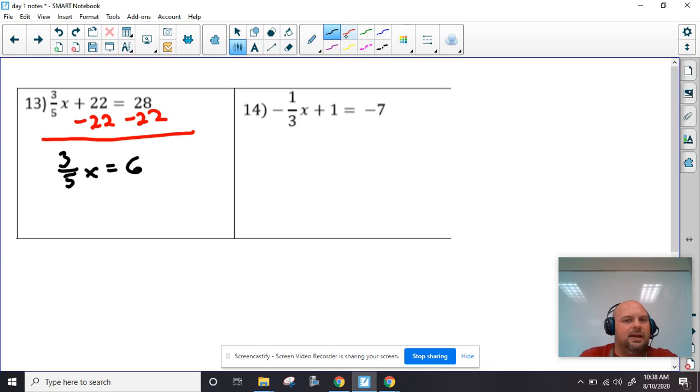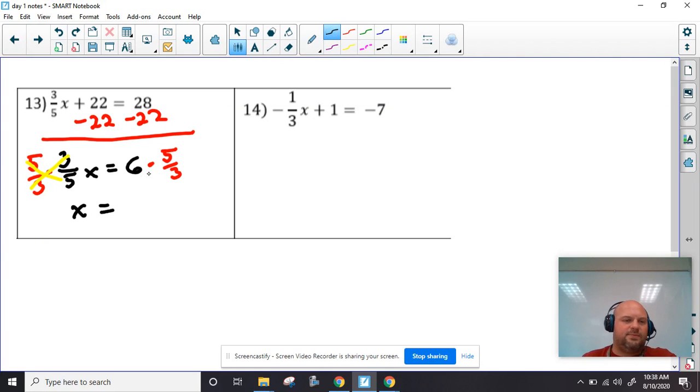It's a fraction. That's the reciprocal. Remember the little stick person I flipped upside down? Okay, so I'm going to multiply by the reciprocal right here, 5 over 3, or as I like to refer to it, 5 thirds. This will end up going away, leaving me with x.